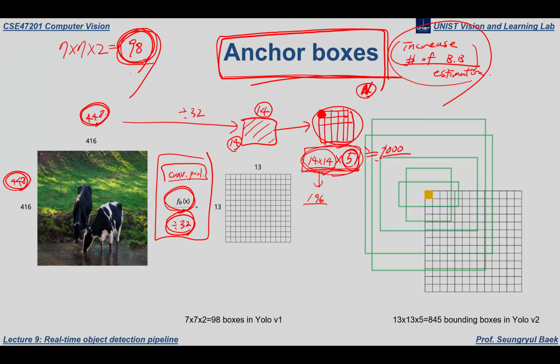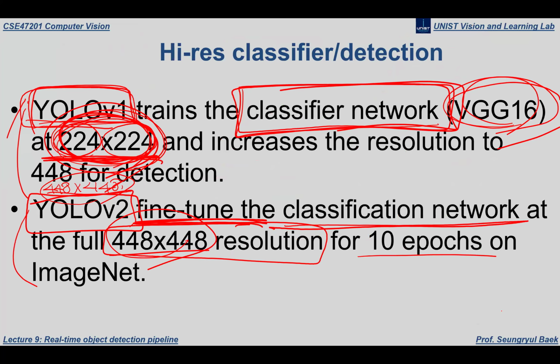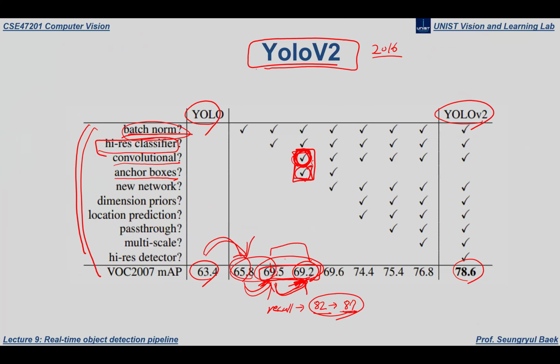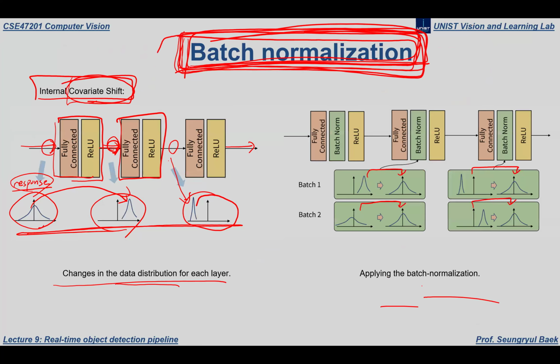So compared to 98 bounding boxes, this number of bounding boxes is almost 10 times larger. So they could raise the recall, but because there is a trade-off between precision and recall, the precision is resultantly slightly reduced. Okay.